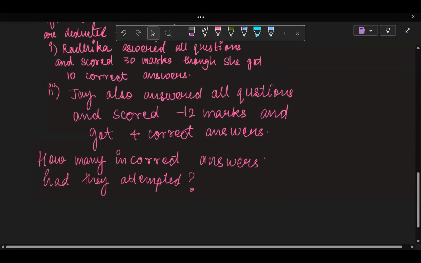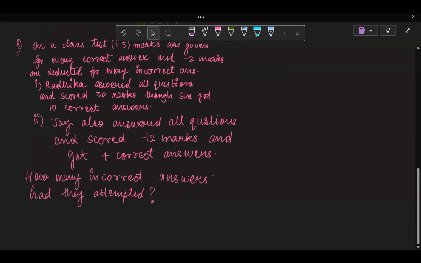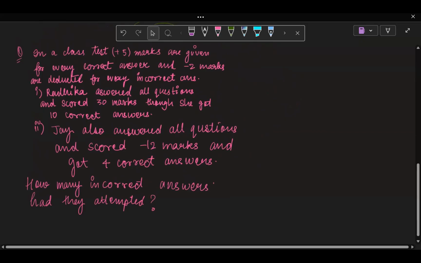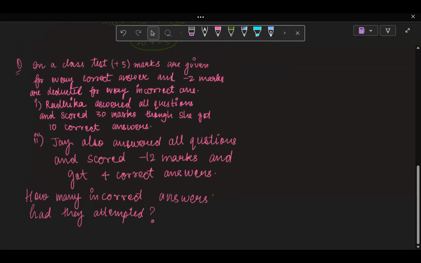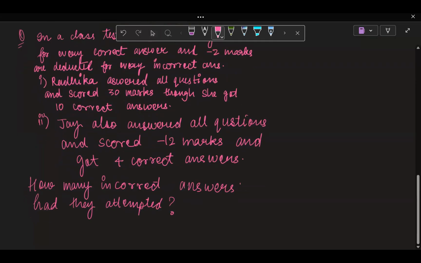Abdul, do you hear me? Yes. So what is the question? There is a class test, and in the class test, plus 5 marks were given for every correct answer and minus 2 marks were deducted for every incorrect answer. Radhika answered all the questions and she scored 30 marks, and she got only 10 correct answers. Similarly, Jay answered all the questions and scored minus 12 marks and got 4 correct answers. So how many incorrect answers had they attempted?